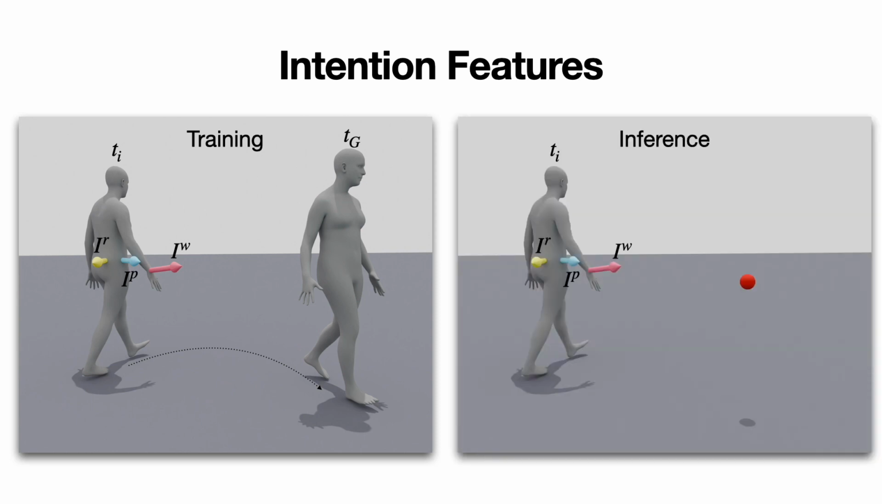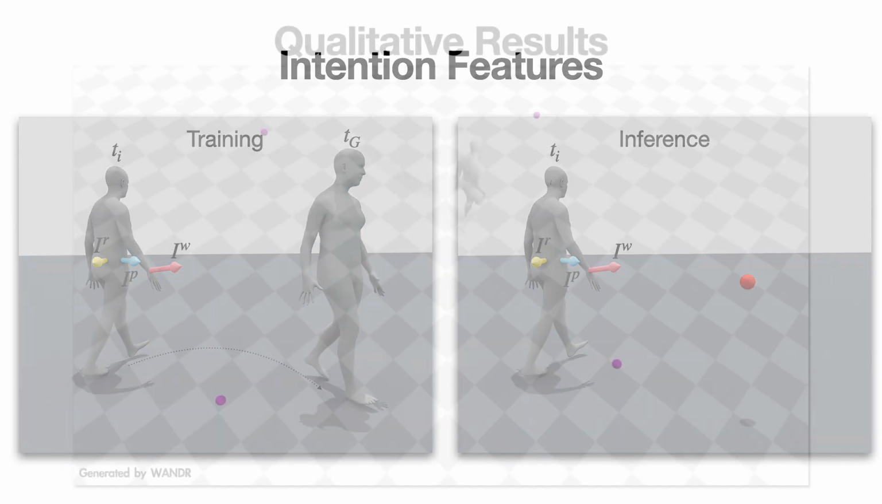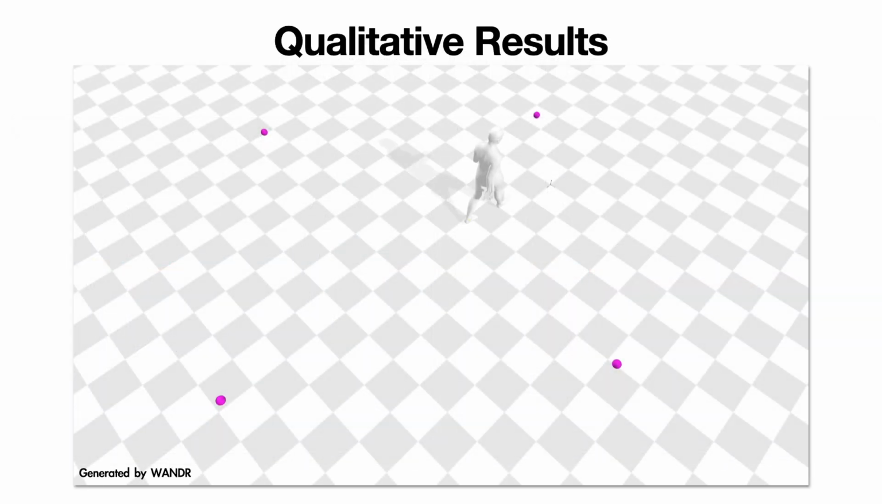At test time, where only the goal location is known, the pelvis and orientation intention features are calculated so that they translate and orient the body towards it. The wrist intention tries to guide the hand to touch the goal. During inference, WANDR is able to generalize to novel goals, never seen during training, with generated motions being natural and diverse.